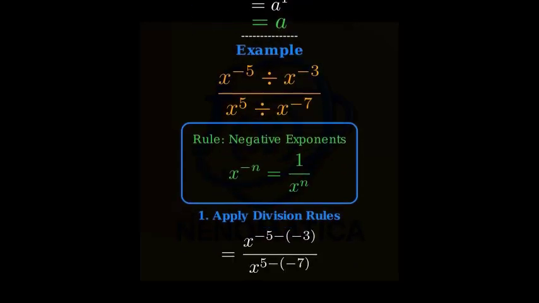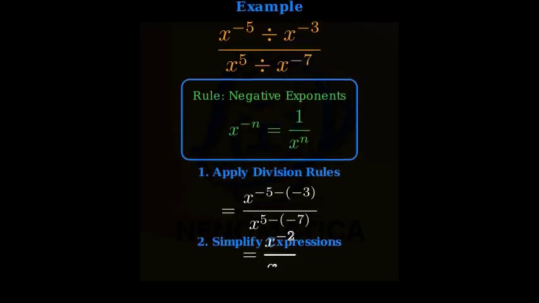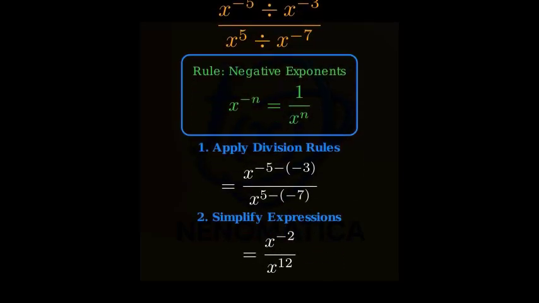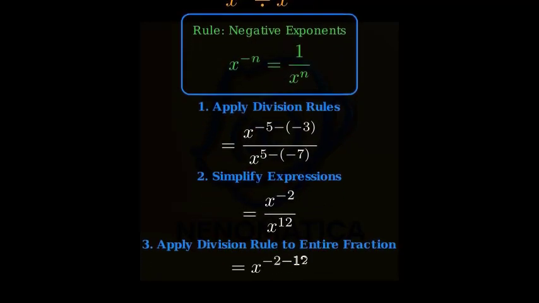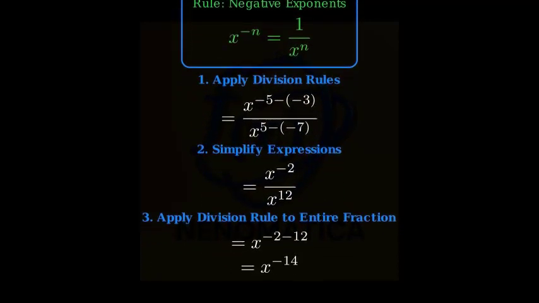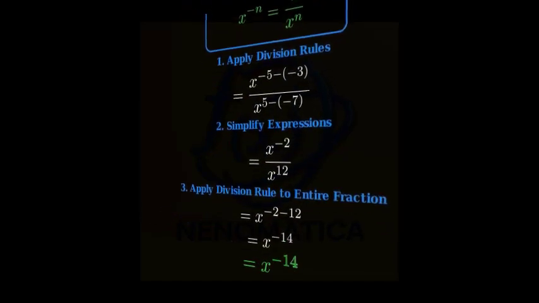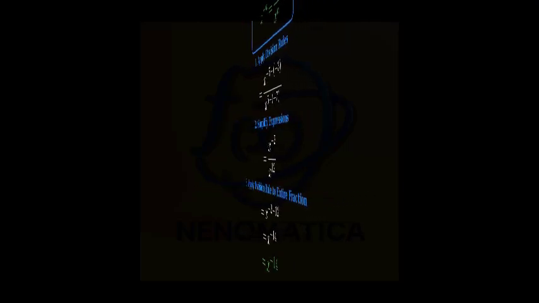In the numerator, we have x to the power of negative 5 minus negative 3. In the denominator, we have x to the power of 5 minus negative 7. Now, let's simplify both expressions. In the numerator, negative 5 minus negative 3 equals negative 2. In the denominator, 5 minus negative 7 equals 12. Now, we can apply the division rule to the entire fraction. We get x to the power of negative 2 minus 12, which is x to the power of negative 14. Therefore, our final answer is x to the power of negative 14.